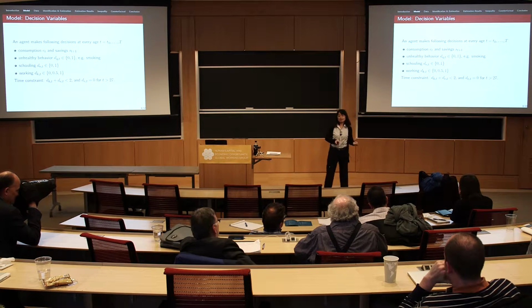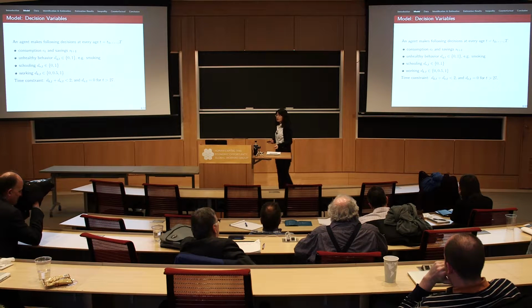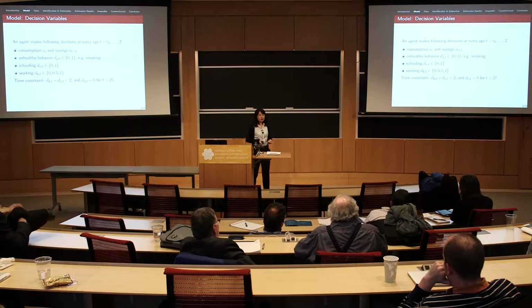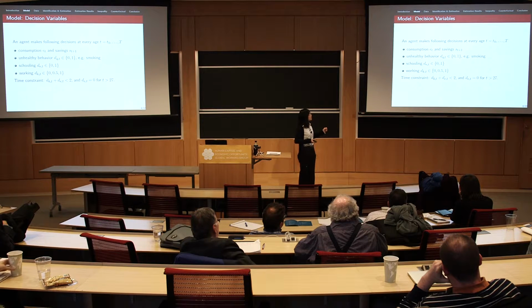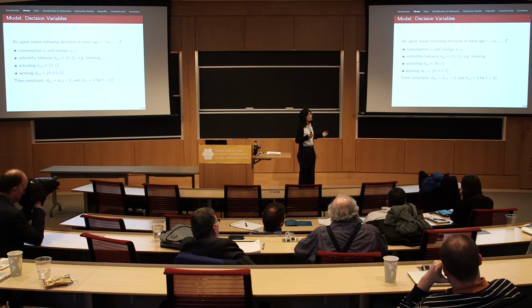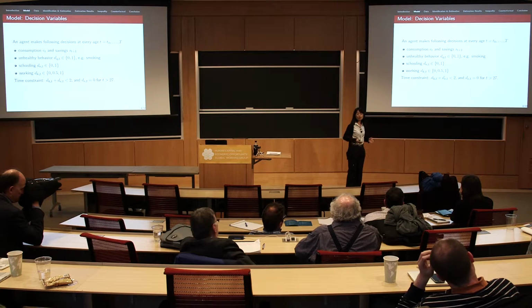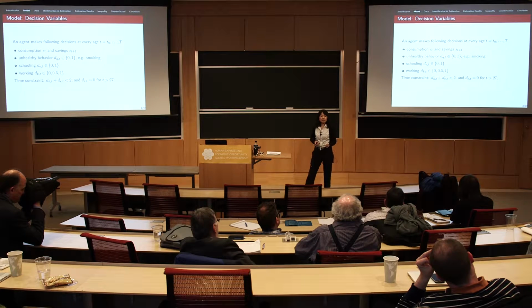So an agent in our model makes the following decisions. First, the agent decides his consumption and savings level, which is a continuous variable. The agent also makes a discrete decision about whether to engage in unhealthy behavior or not, such as smoking. The agent can also make the education decision, which is basically to enroll in school or not. And the last decision is the working decision: 0 means not working, 0.5 means part-time working, and 1 means full-time working. Also, we impose a time constraint which says that an individual cannot be full-time working and full-time in school at the same time.